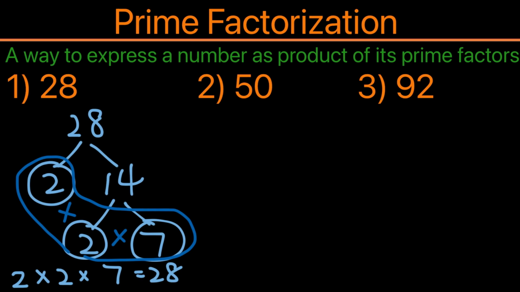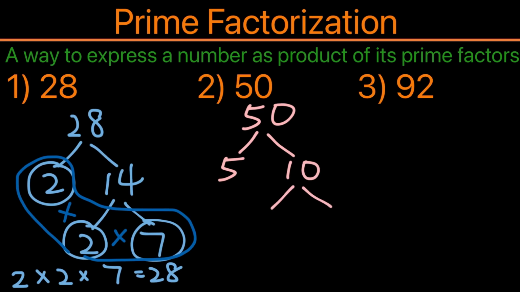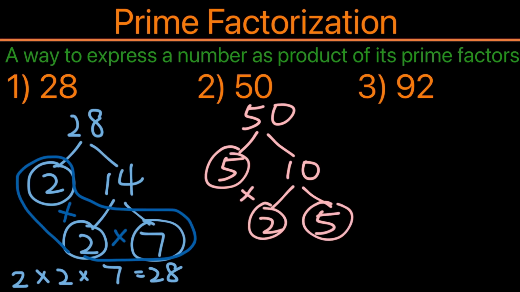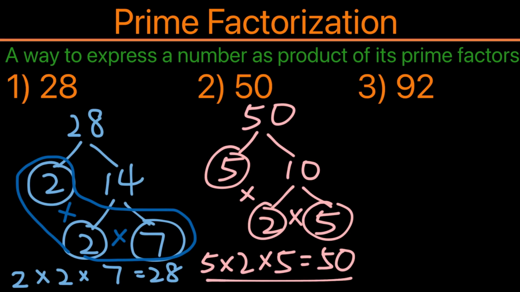Now for the second example, let's do the same thing. 50. We can go 5 and 10. And 5 is a prime factor, so we stop there. For 10, we can still break it down to 2 and 5. And now that we have them all in prime factors, we'll circle them and multiply them together. So 5 times 2 times 5 equals 50. So this portion is the prime factorization.